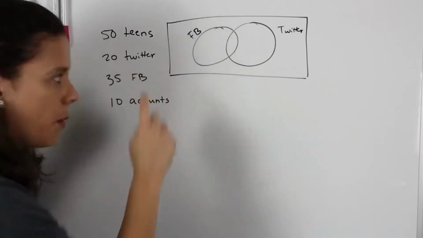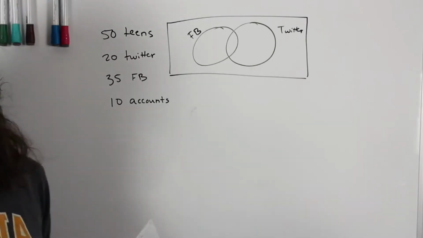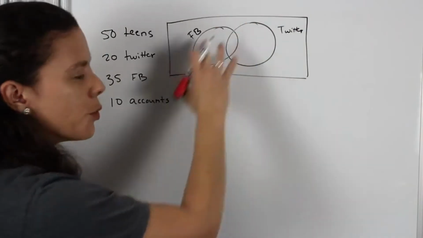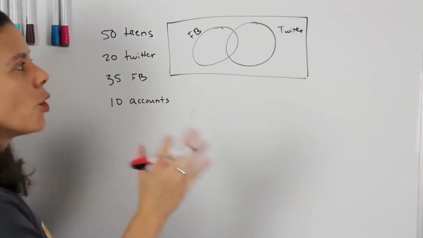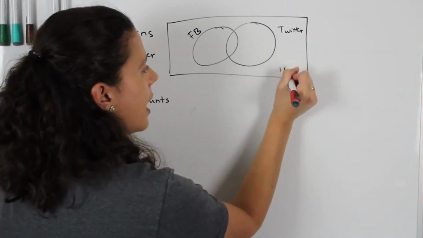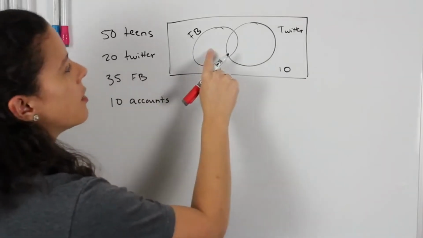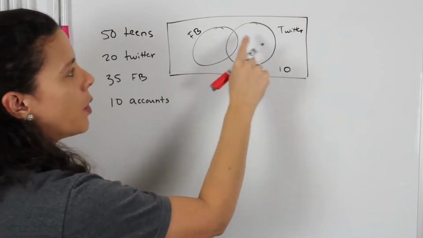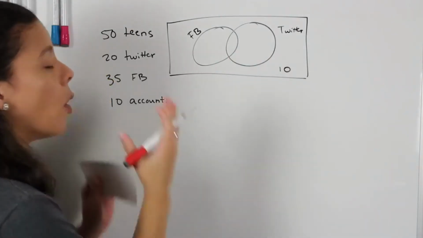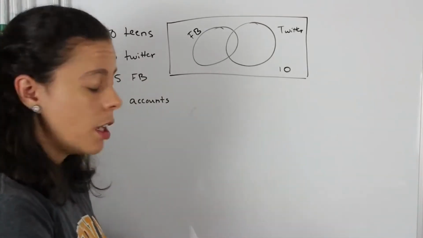So the first thing I'm gonna do is place the ones that don't have any accounts, which is 10 of them, right? So we know that the entire universe is what we call it here. 10 of them don't have an account, which means that they're not gonna be in the circles, right? So I'm gonna put 10 kids out here. That leaves me with 40 teens that have Facebook and/or Twitter accounts, okay? And now we have to figure out how many of them only have Facebook, how many of them have both, and how many of them have Twitter accounts, right?